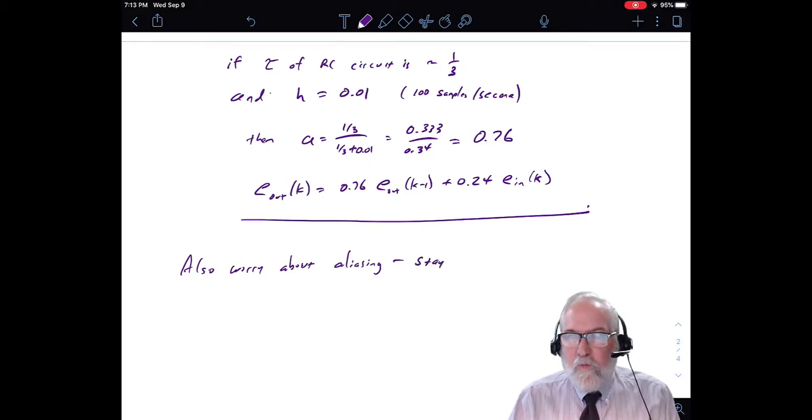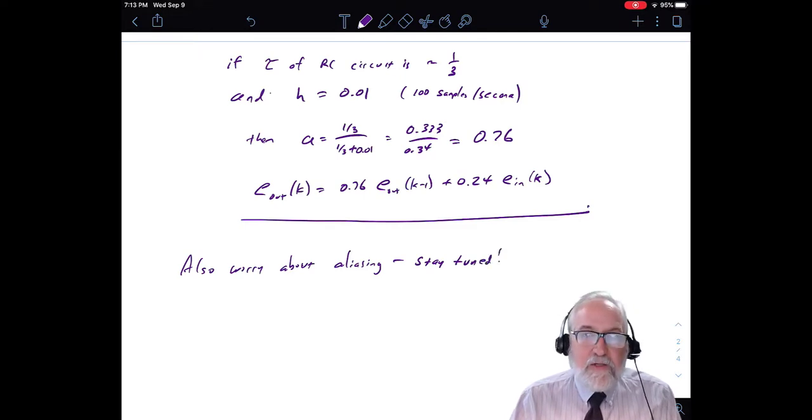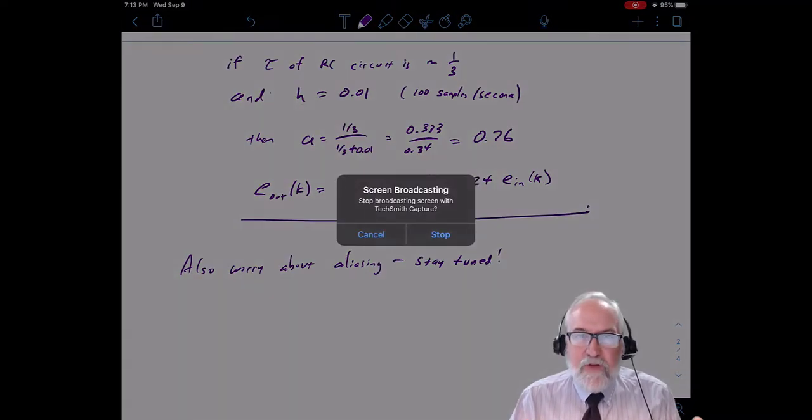So the other thing to be concerned about is the aliasing issue, right? And we'll talk about that, or we have talked about that in another environment, but that's always important. So that's it in a nutshell.